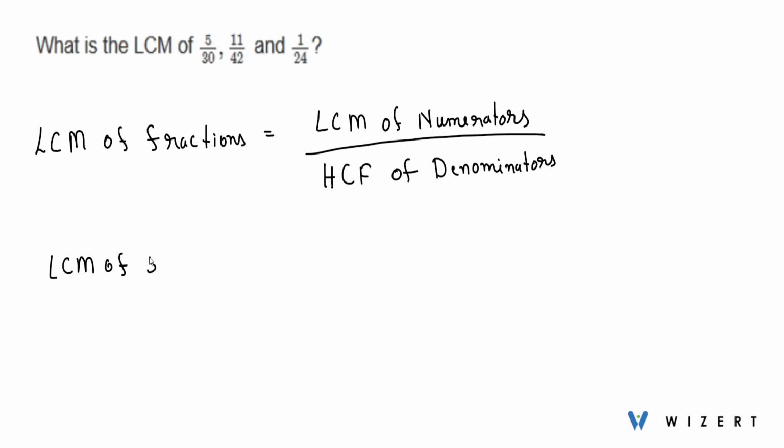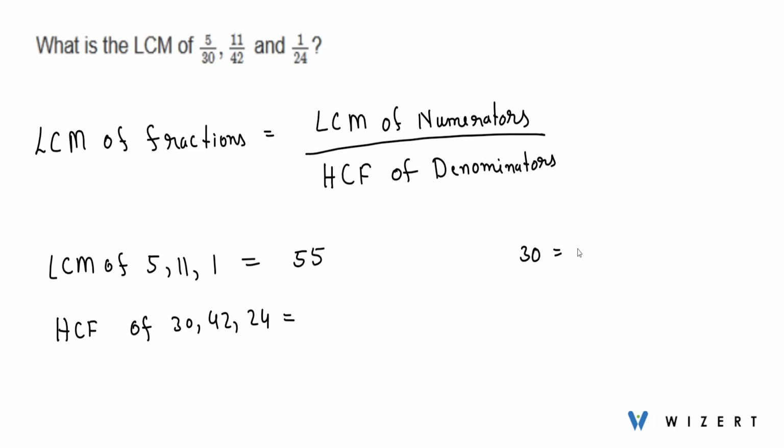Okay, so the LCM of 5, 11 and 1 is simply 11 multiplied by 5, which is 55, and the HCF of 30, 42 and 24 we have to find out. Now this part is a bit tricky, so what we have to do is break each of these denominators into the form of prime factors.